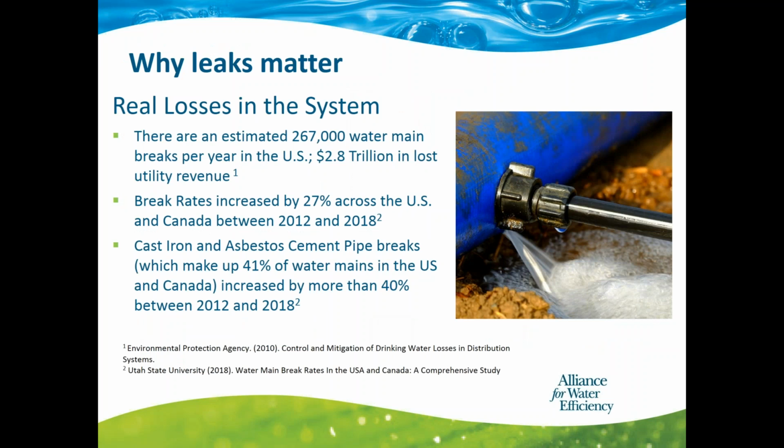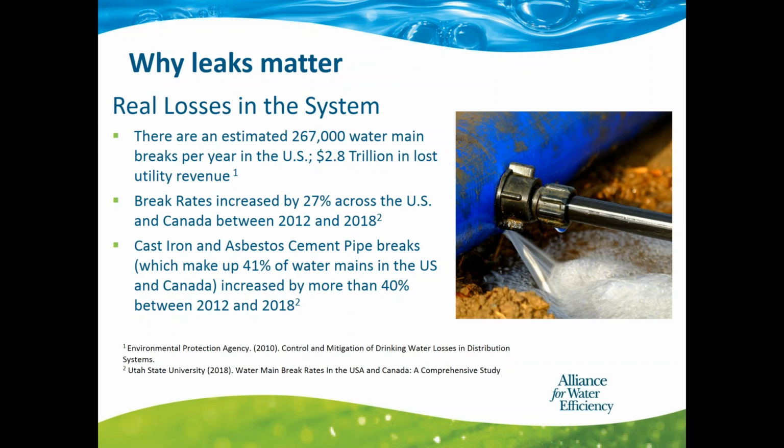Why are we doing this? Well, why do leaks matter? They matter quite a bit. In the utility distribution system, real losses are a serious problem. There's an estimate of 267,000 water main breaks per year in the United States alone, costing $2.8 trillion or more in lost utility revenue. These statistics come from EPA's report on this subject.